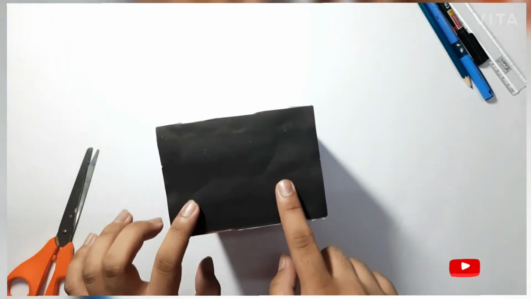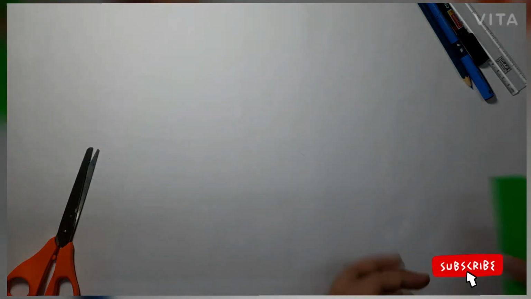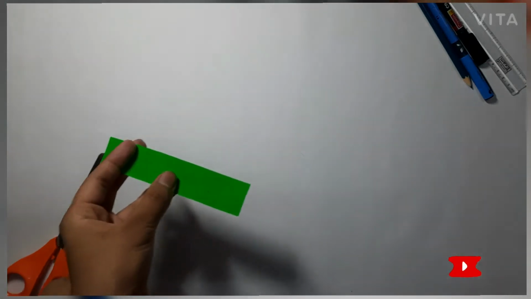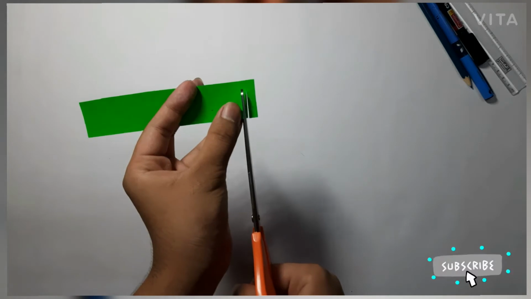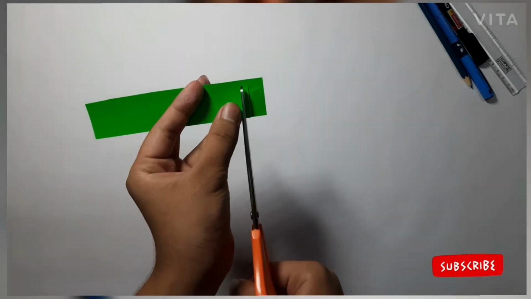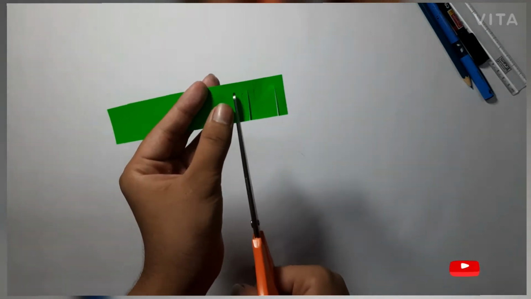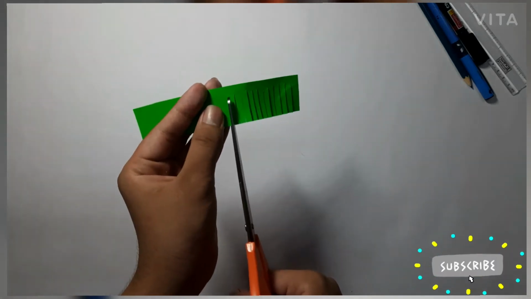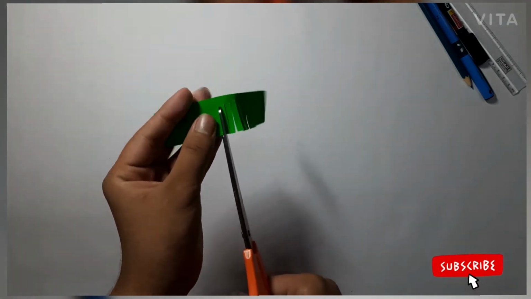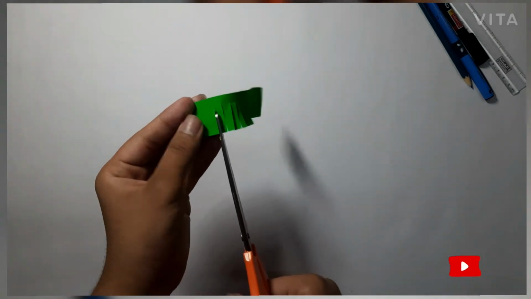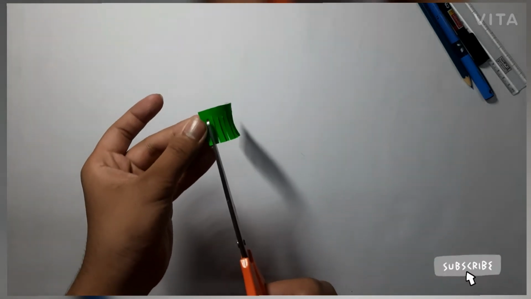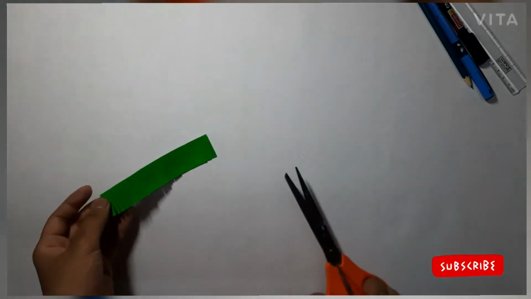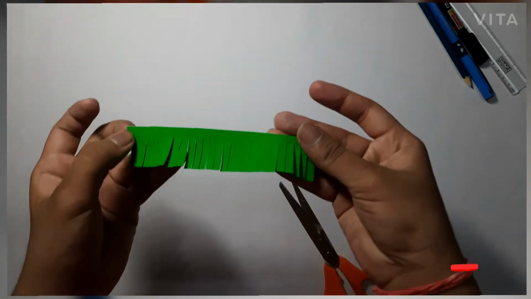Now we will make some grasses for our soil profile. So for that, take a green sheet and cut out a green strip out of it. Now, using your scissors, cut it into several thin strips, but remember, do not cut it whole, leave some space at the end so that the strips do not get separated. After completing, it will look something like this.